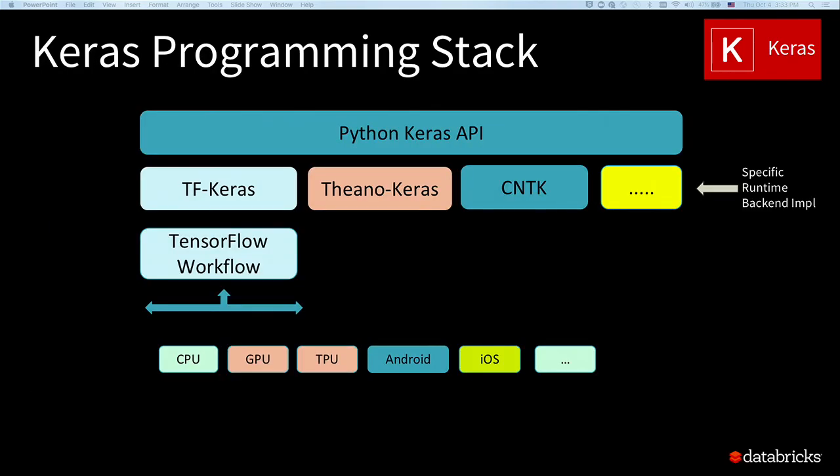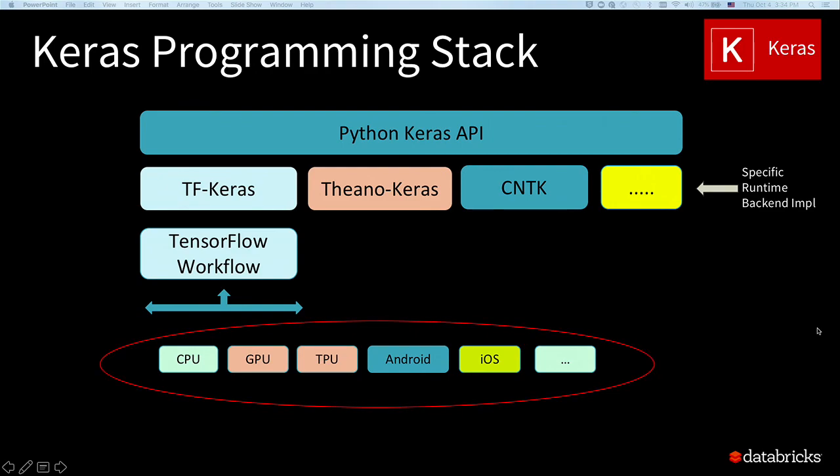So this is the Keras programming stack: Python API, multiple backends. Depending on the backend you use, there are different things available for you. For example, you can use TensorFlow and a Keras callback, so you can use TensorBoard, and you can use it across any of these different devices. And you can run it on Raspberry Pi.